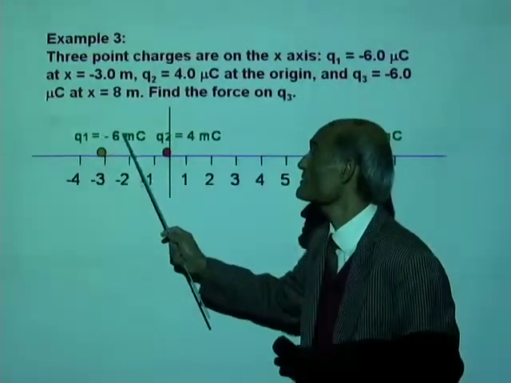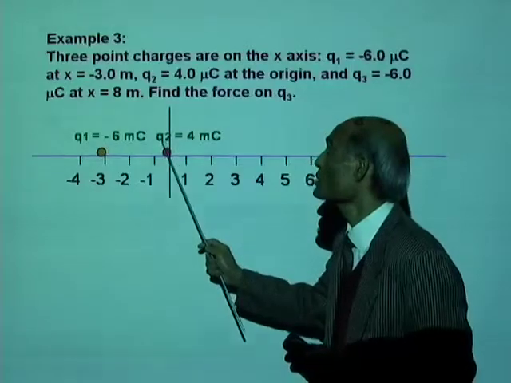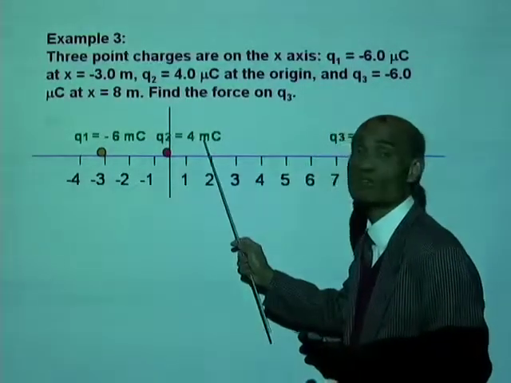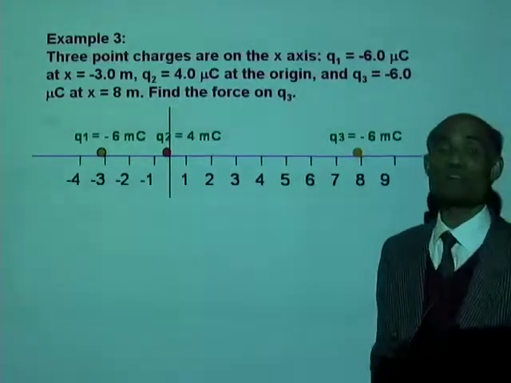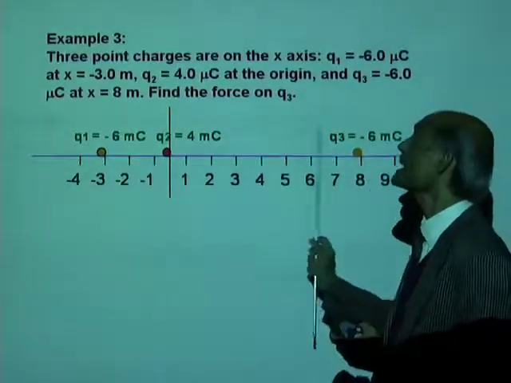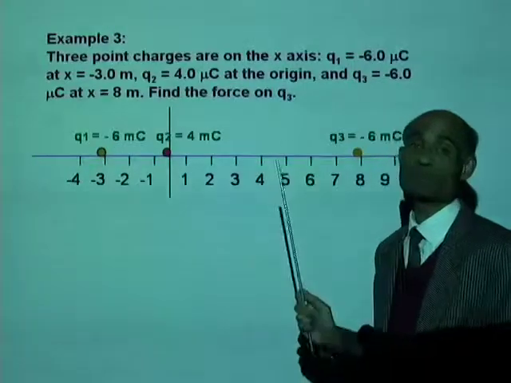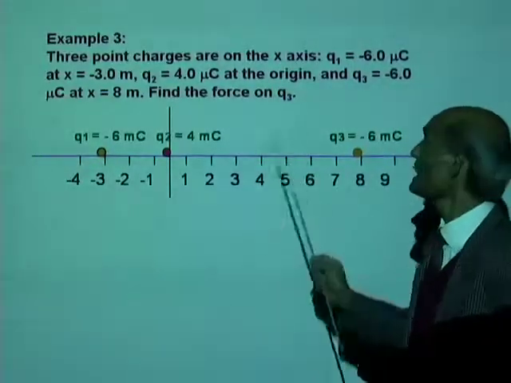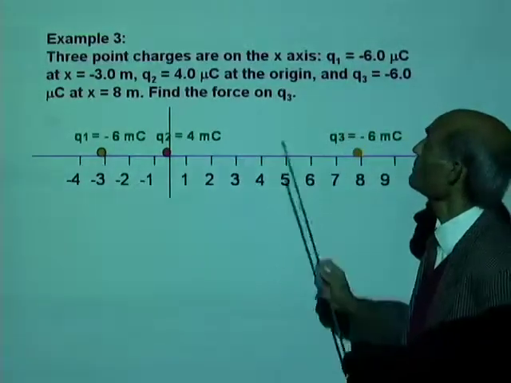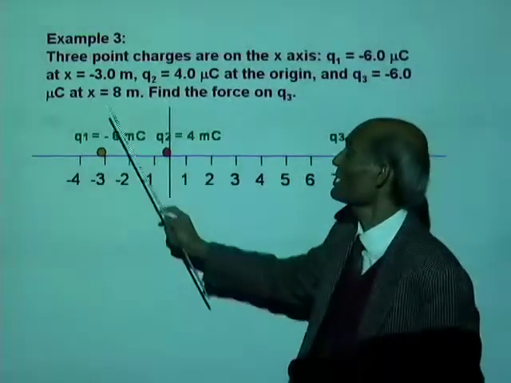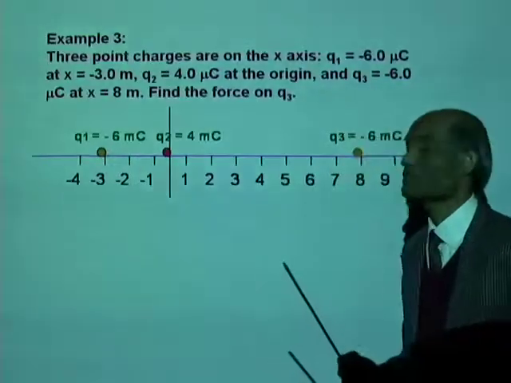This is negative 6 microcoulomb. Q2 is 4 microcoulomb. Q3 is negative 6 microcoulomb. Not millicoulomb as it says here. Alright, so watch that. Okay, well apparently those were not affected, but these are affected.